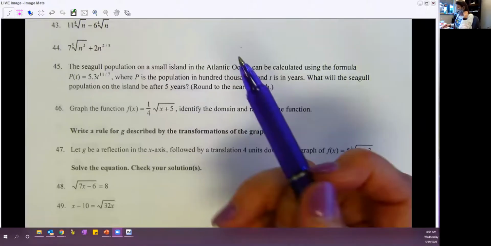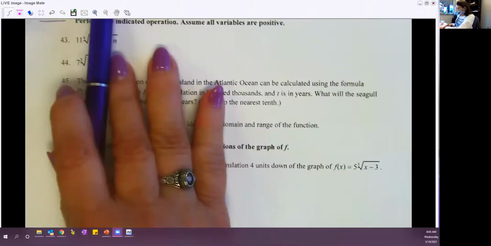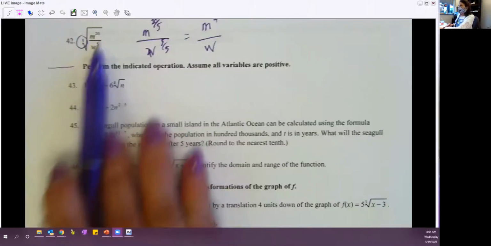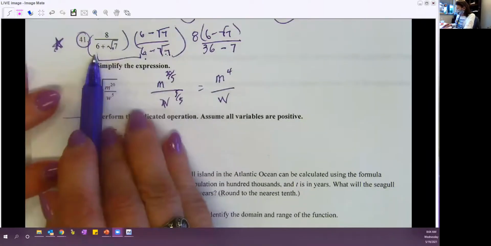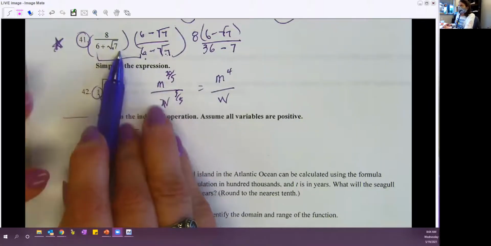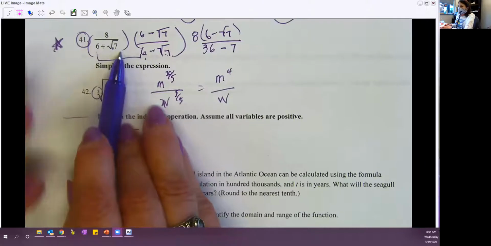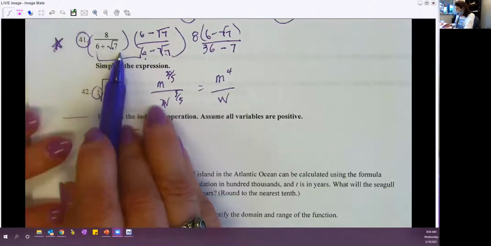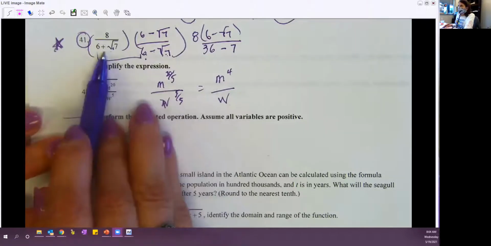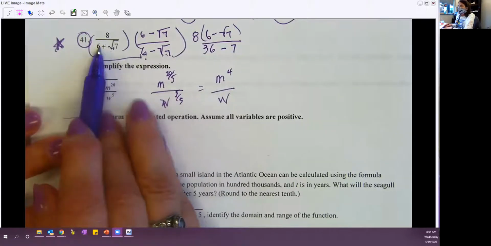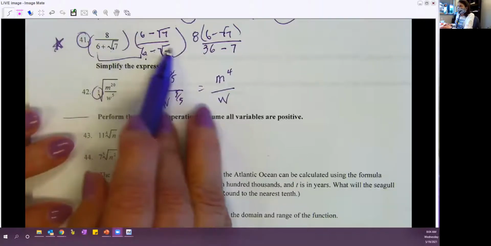with, I don't know if we did 41 and 42 in second period, but I don't know if we did in first period. This one, in order to get rid of the radical in the denominator, which is called rationalizing the denominator, you have to multiply by the conjugate of whatever is here. So if whatever is here is addition, then change it to subtraction, and that's the conjugate.